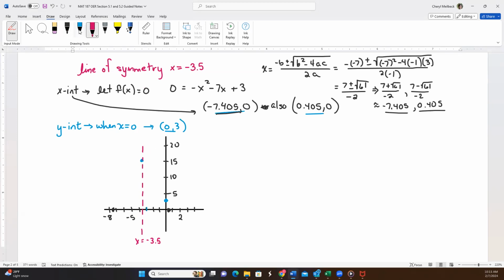Now let's graph our parabola. Maybe we'll do it in blue. It goes like this. It crosses here, here, and there. So we have a pretty good idea what our parabola looks like.